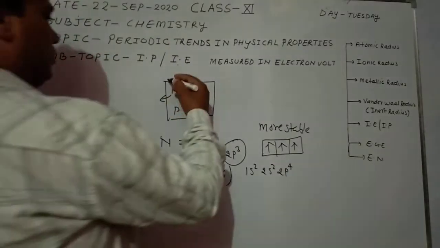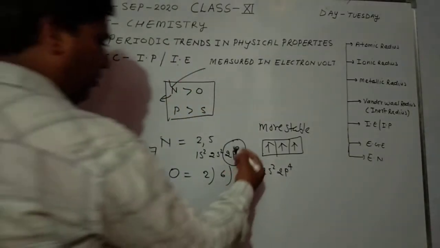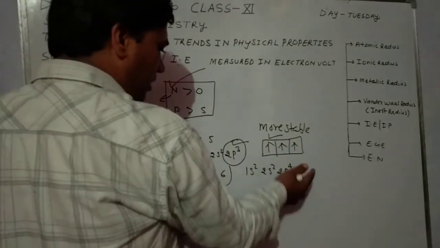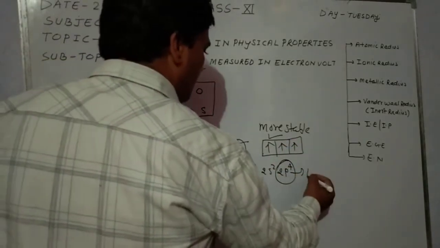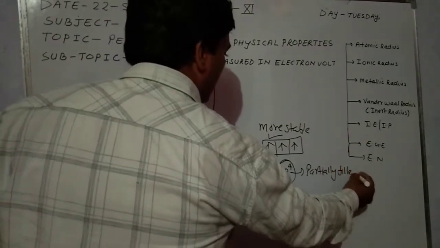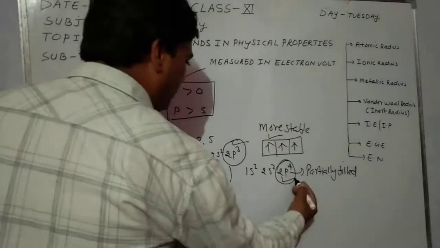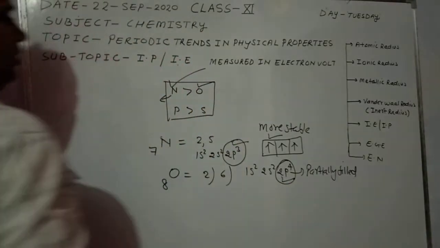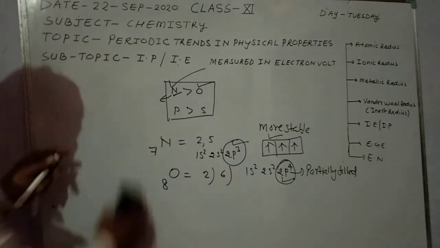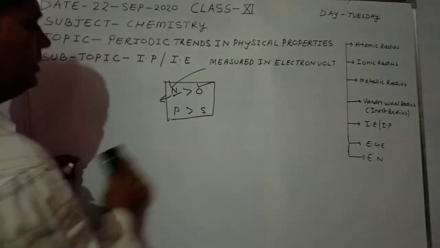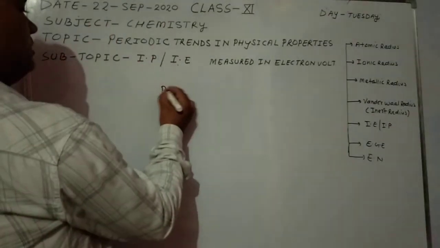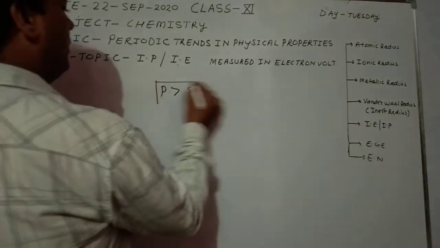So it is very difficult to remove electron from nitrogen of p sub-shell due to the stable electronic configuration, but in case of oxygen it is partially filled, which is less stable, so it is easy to remove electron. So ionization potential of nitrogen is greater than oxygen. Next case is related to phosphorus is greater than sulfur. Ionization potential of phosphorus is greater than sulfur.